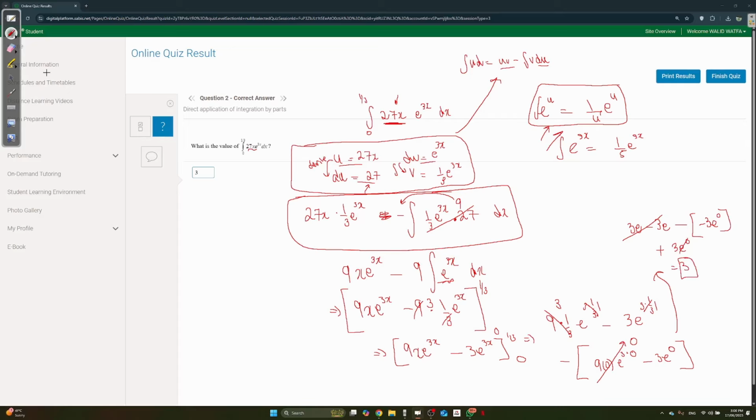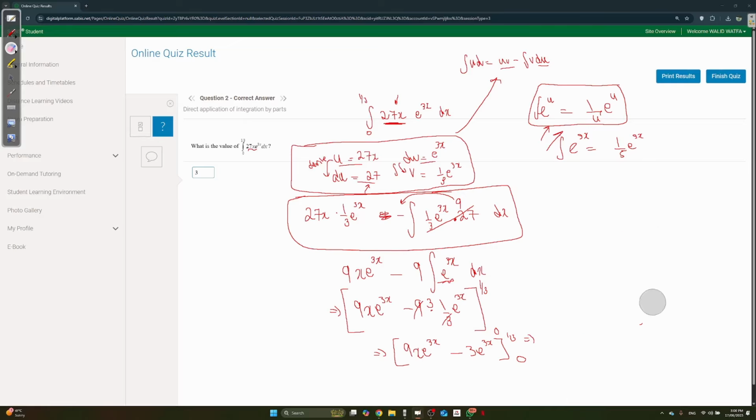Can you do all of this in your calculator? Of course you can. This is all solving on paper. What do you need to put in your calculator? This is what you put into your calculator, after you're done integrating. It's very easy to put in the calculator. You just put 9 times 1 over 3 e to the power of 3 times 1 over 3, minus 3e to the 3 times 1 over 3, minus open bracket 9 times 0 times e to the power of 3 times 0, minus 3e to the 0. Put this on a calculator, you're going to get 3.